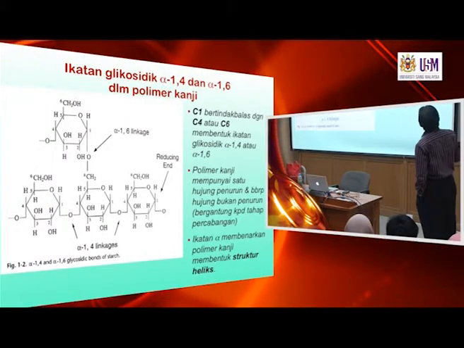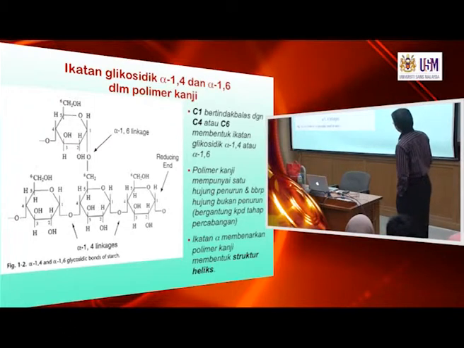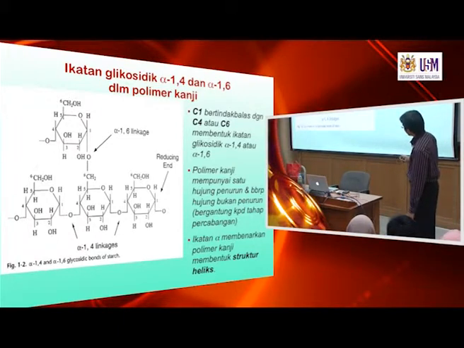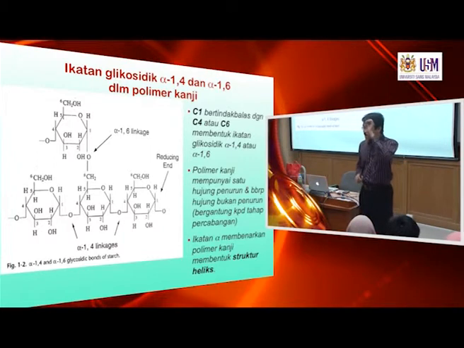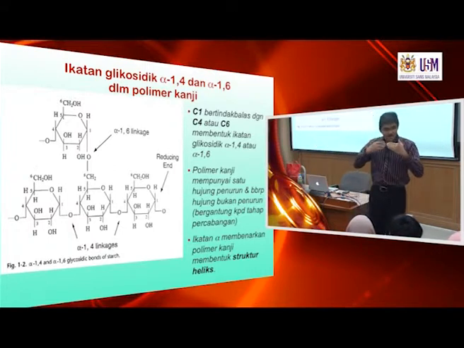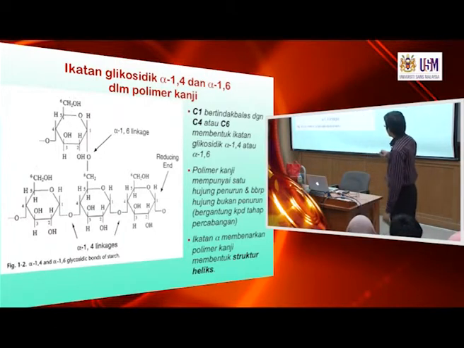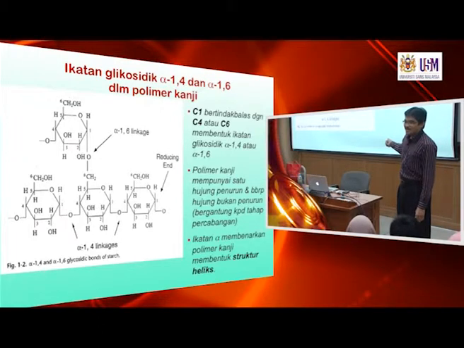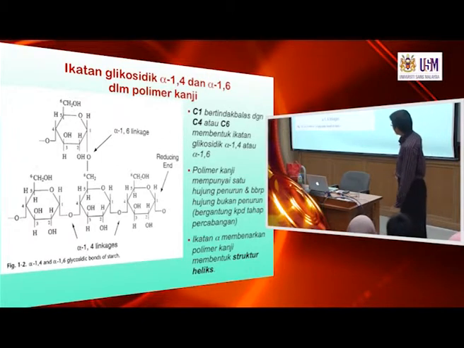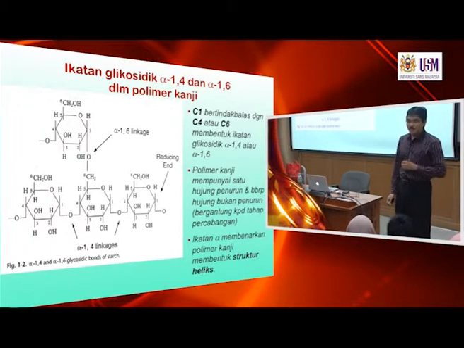So C1 will react with C4 or C6. So we have C4 and we have C6 here. So it can form alpha-1-4 glucosidic bond or alpha-1-6 glucosidic bond, and we have one reducing end. You see, we have one free glucose, we have one reducing end. We have two free glucose, we have two reducing ends. We have 10 free glucose, we have 10 reducing ends. But when we connect them one by one through alpha-1-4 glucosidic bond like this, we have only one reducing end here. We have only one reducing end at the end, because this end has been connected to that end. And that is important to understand.